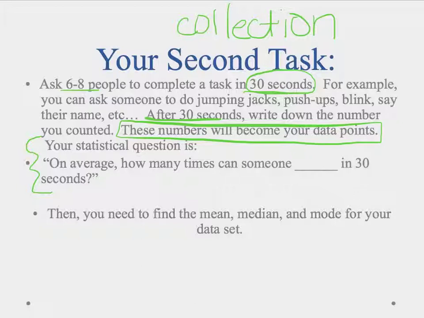And then once you find your 6 to 8 data points, you need to calculate the mean, median, and mode for your data set for those 6 to 8 points. Good luck and have fun.